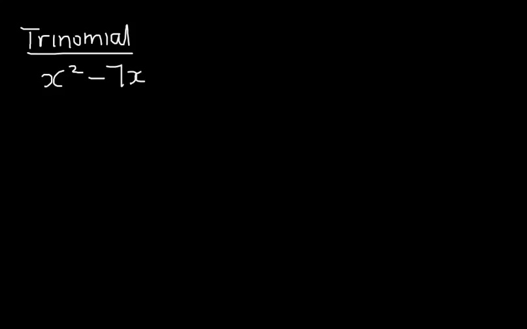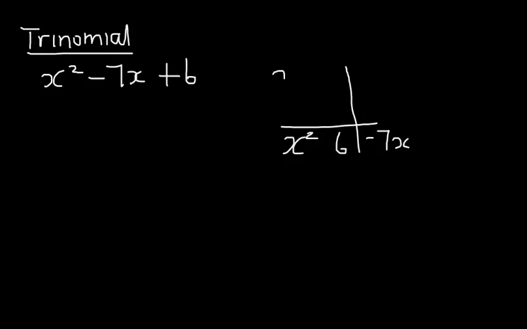Now we have a trinomial. And this one is very important too, because if you can't do factorization, you have a problem when you come to later grades. So when you have x squared minus 7x plus 6, you draw yourself a funny cross. You write the first term here, you write the last term here, and you write the middle term here. So then you see that x times x is x squared.